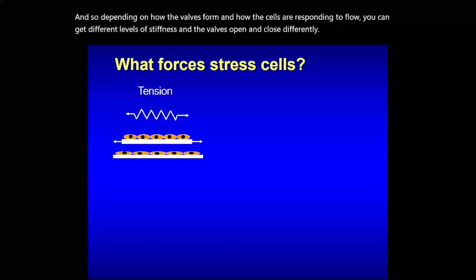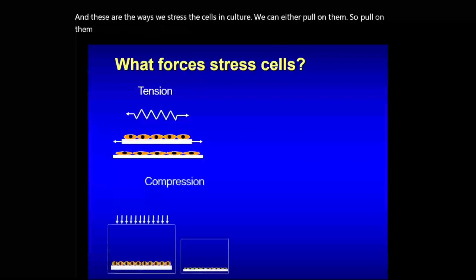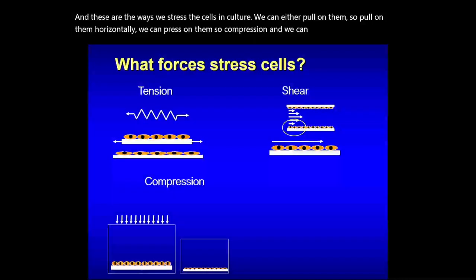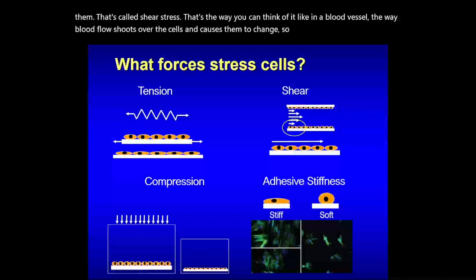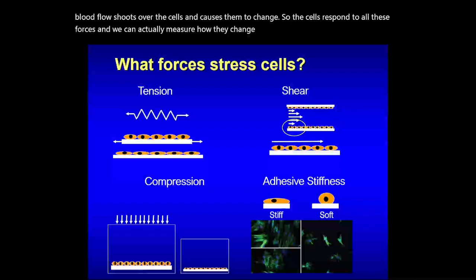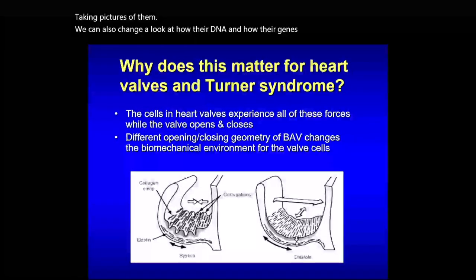And these are the ways we stress the cells in culture. We can either pull on them, so pull on them horizontally. We can press on them, so compression. And we can also shoot fluid over them. That's called shear stress. You can think of it like in a blood vessel, the way blood flow shoots over the cells and causes them to change. So the cells respond to all these forces, and we can actually measure how they change by taking pictures of them. We can also look at how their DNA and how their genes change in response to those forces.